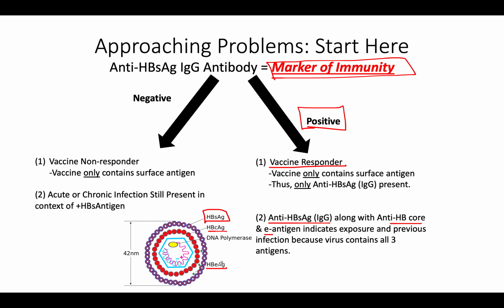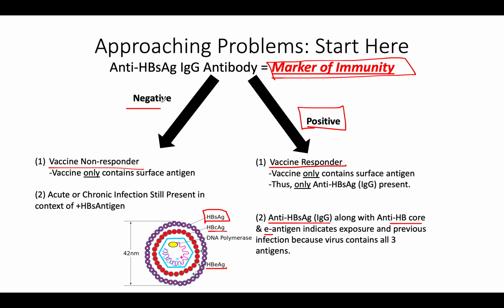Okay, now let's go on the flip side. What if they're negative for the surface antibody? Say they come in, they say, hey, Beverly, I got my vaccine. Here's my documentation. I put it in Castle Branch. I got my serologies drawn, and man, I'm negative for the surface antibody. Well, that means that you are a vaccine non-responder because the vaccine, again, only contains the surface antigen. So if you didn't form the antibody, you're a vaccine non-responder in the setting that you actually went and got your vaccine and did not respond to it, okay?